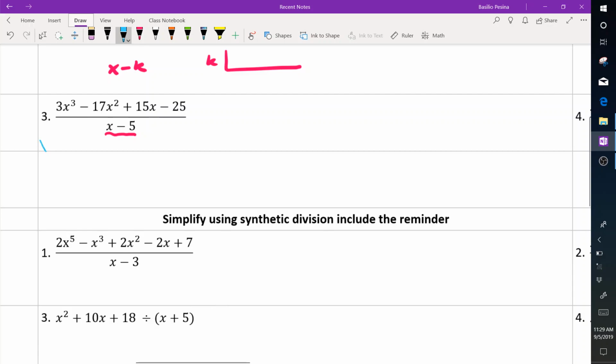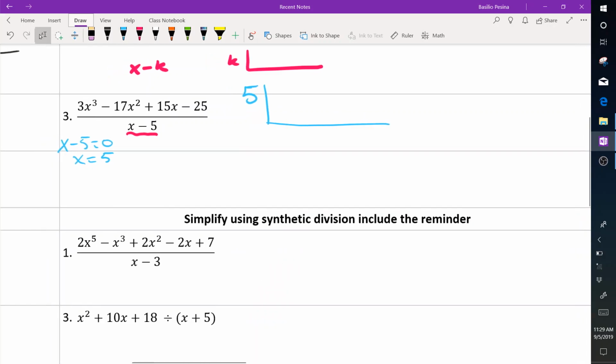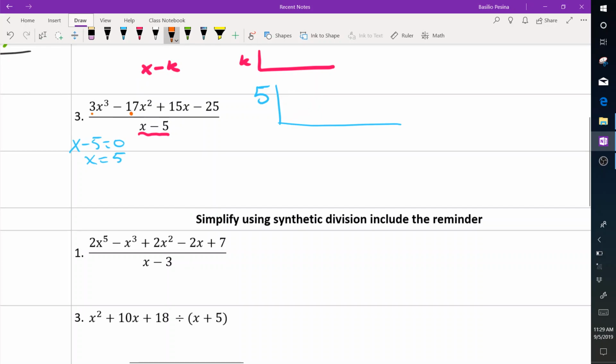So in most parts, you're going to have to do a little bit of work here. This is telling me it's x minus 5 equals 0. So x is equal to 5. So I'm going to write my 5 on the outside. Inside, I'm going to take only the coefficients, meaning the numbers in front of the x's. If this number is subtracted, it stays negative. If this number is being added, it is positive.